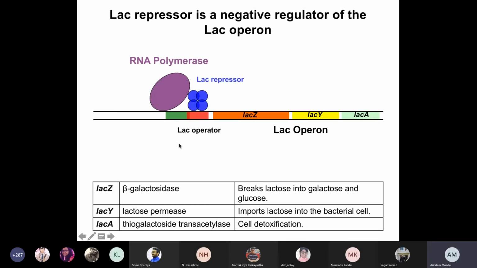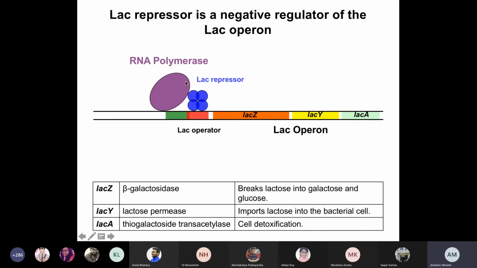Let's see. Bacteria express one particular protein which is known as LAC repressor, and the LAC repressor acts in a tetrameric form. Basically there are 4 subunits of the LAC repressor which together form a tetramer, and that can recognize a DNA sequence which is just downstream of the promoter. That DNA sequence is known as the LAC operator.